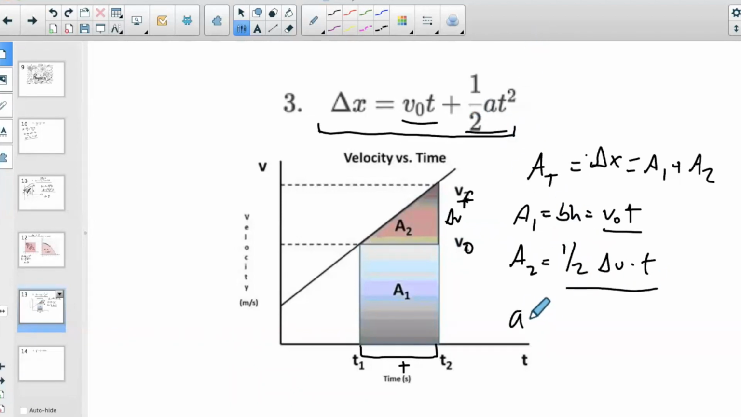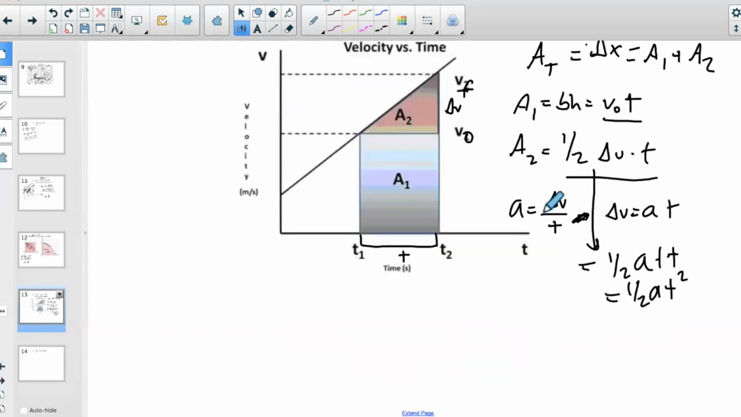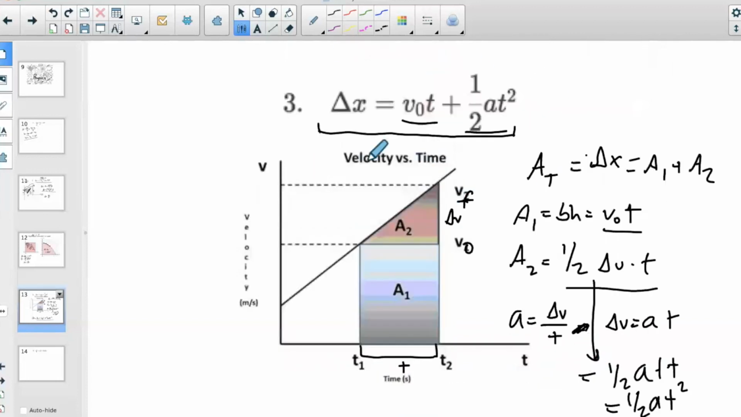So we know that acceleration is equal to change in velocity over time. Multiply time on both sides. Your delta V is equal to AT. So then this right here is equal to 1/2 AT times T. Remember, there's another T there. That's equal to 1/2 AT squared. And you look at that. If you add A1 plus A2, you know that our displacement is equal to total area, which is equal to V naught T plus 1/2 AT squared. And that's it. We proved it.